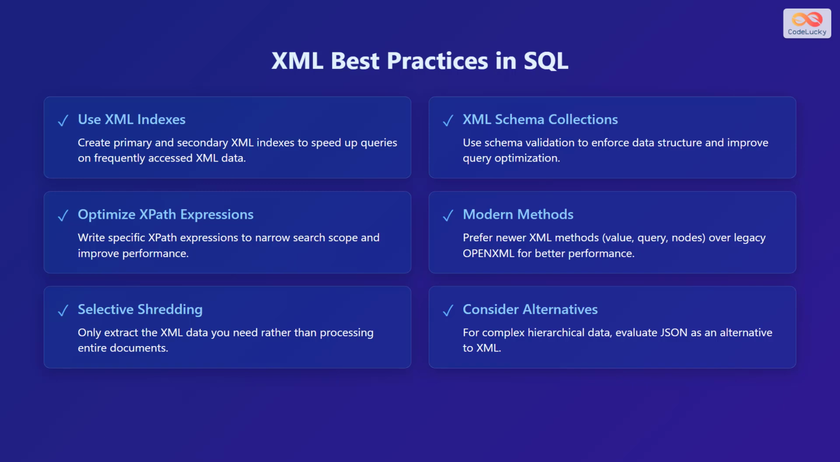Fourth, XML schema collections. Use schema validation to enforce data structure and improve query optimization. Fifth, modern methods. Prefer newer XML methods such as value, query, and nodes over the legacy OPENXML for better performance. Sixth, consider alternatives. For complex hierarchical data, evaluate JSON as an alternative to XML.